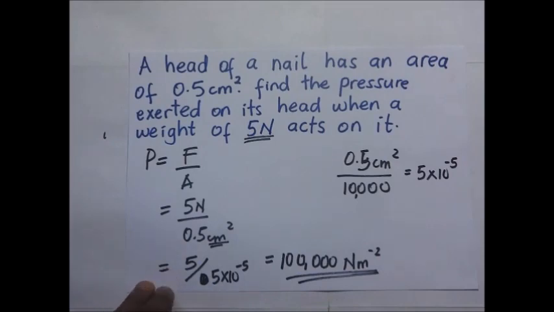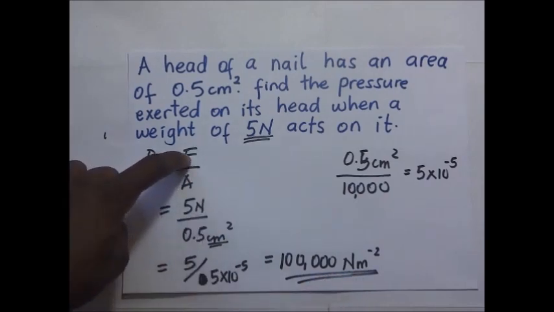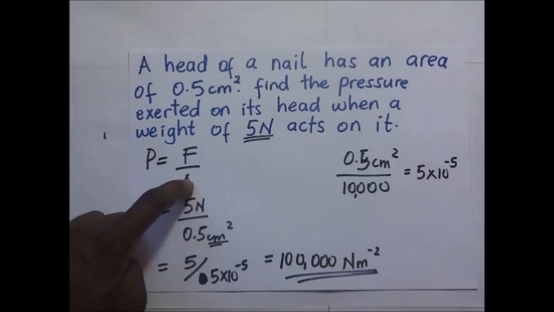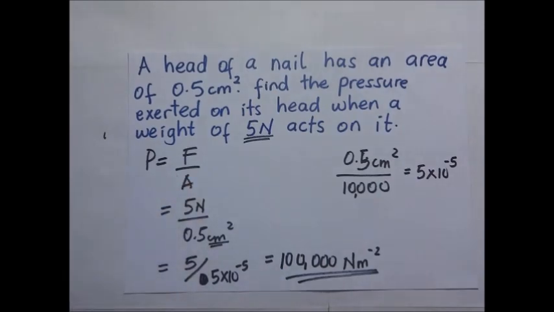Please remember that when we are given numbers like this, we are supposed to first make sure, before we get the answer, that the force is in newtons and the area is in meters squared. If they are given to us in any other units, we have to endeavor to first convert them to the SI units of those respective quantities before we do the divisions.